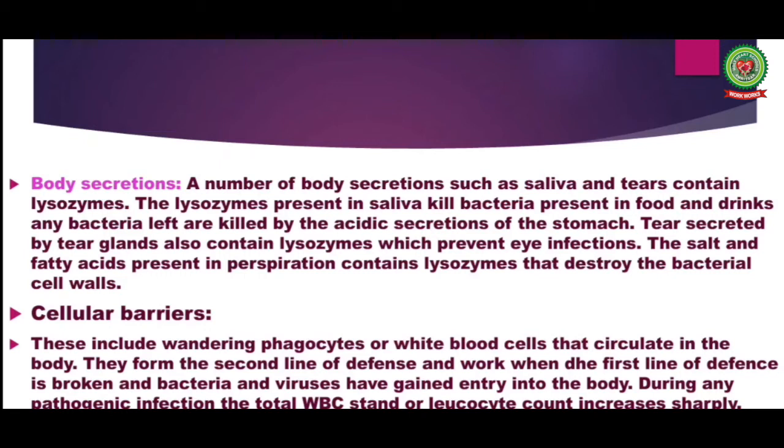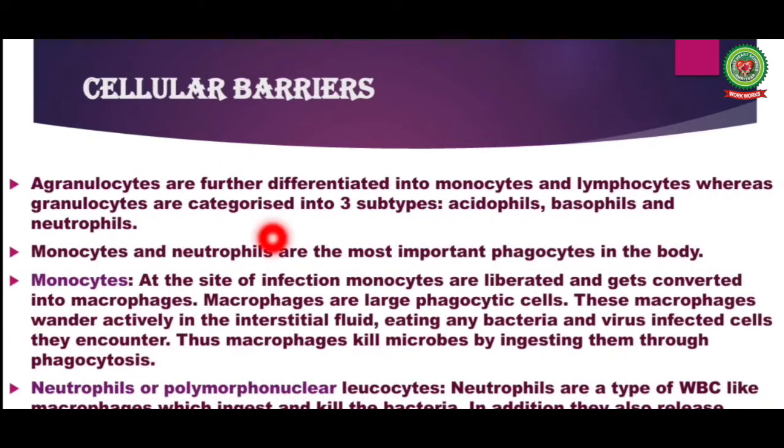And when we talk about WBCs, these are basically of two types, agranulocytes and granulocytes. So here, agranulocytes are further differentiated into monocytes and lymphocytes, whereas granulocytes are categorized into three subtypes, namely acidophils, basophils, and neutrophils. But talking about the phagocytic action, monocytes and neutrophils are the most important phagocytes in the body.